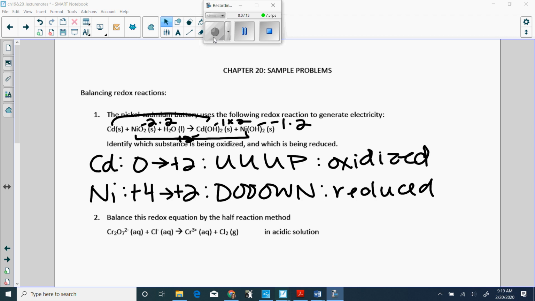Over here, I chunked hydroxide with its charge. Hydroxide's a -1, and there's two of them, so the nickel has to be +2, it has to add up to 0. So 0 up to 2+ is being oxidized. 4 down to 2 is being reduced. Okay?